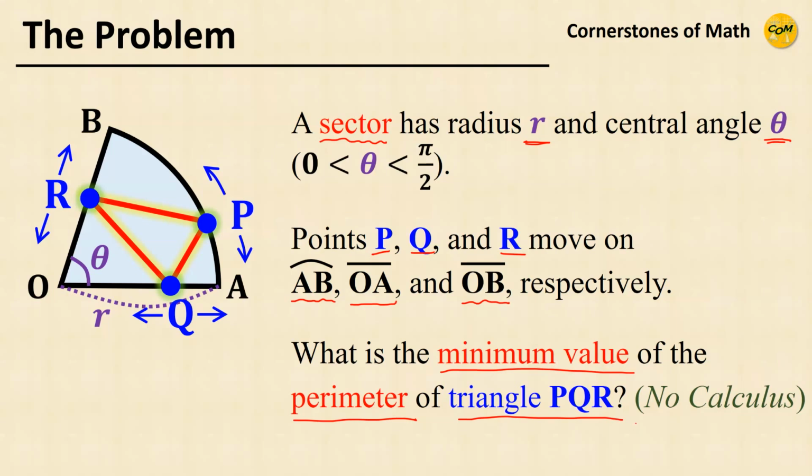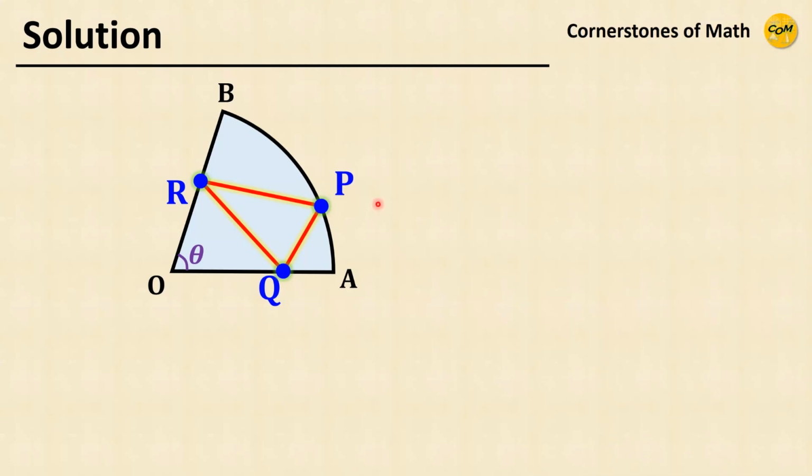Let's try to solve this problem without using calculus. Let's get straight to the point. First, we construct an additional sector that is congruent to the sector OAB, with line segment OA being the line of symmetry. On the arc of this new sector, we mark point P' that is symmetric to point P with respect to line segment OA.